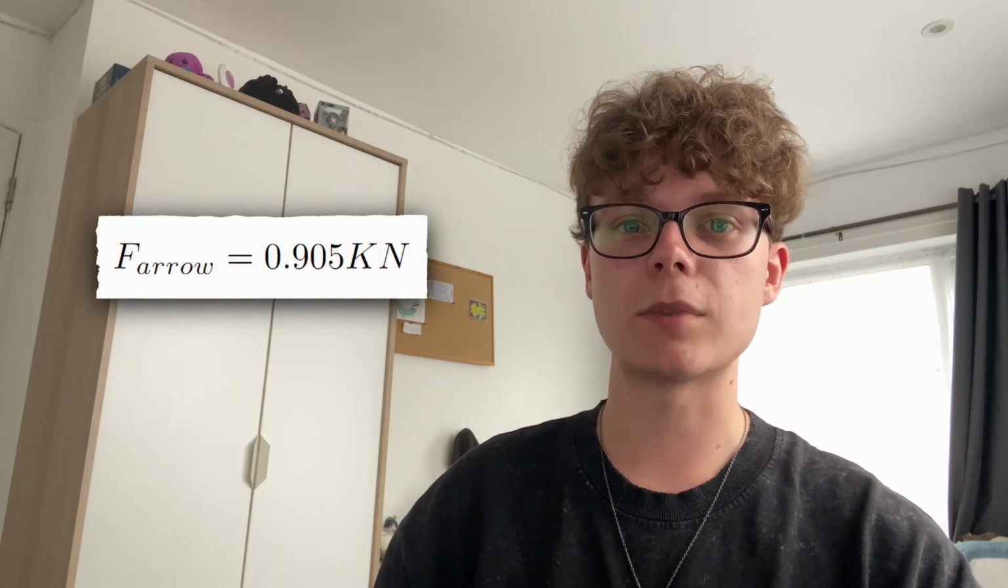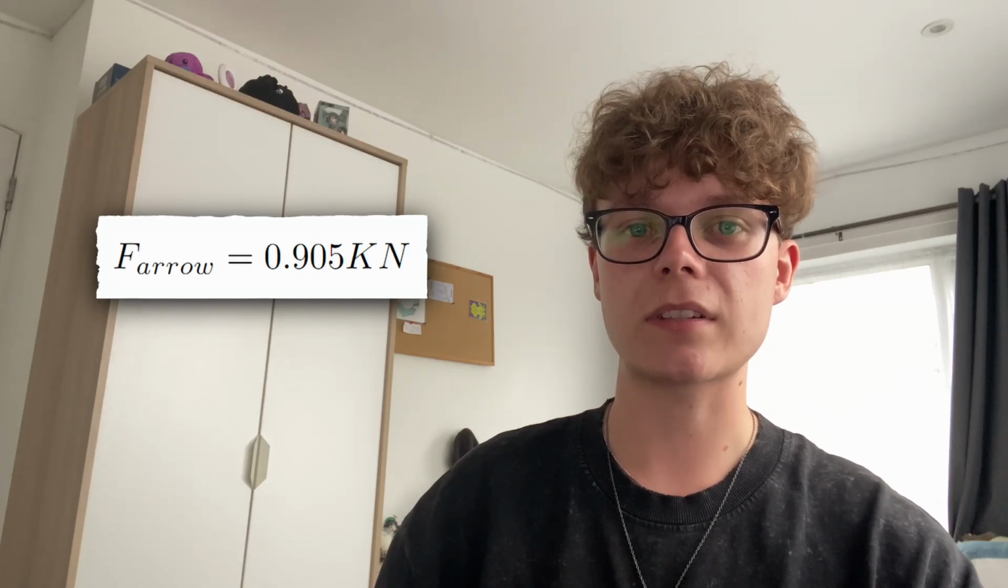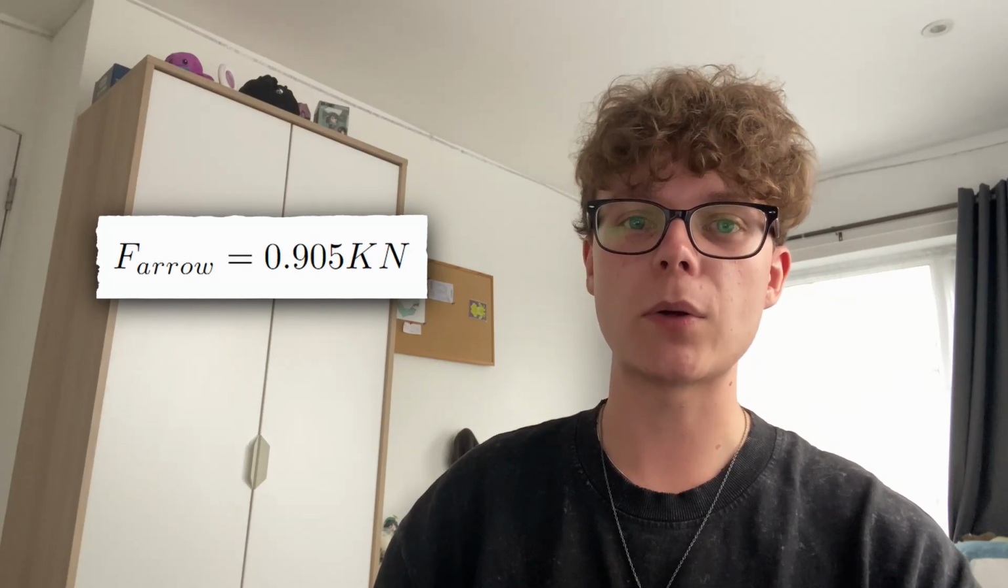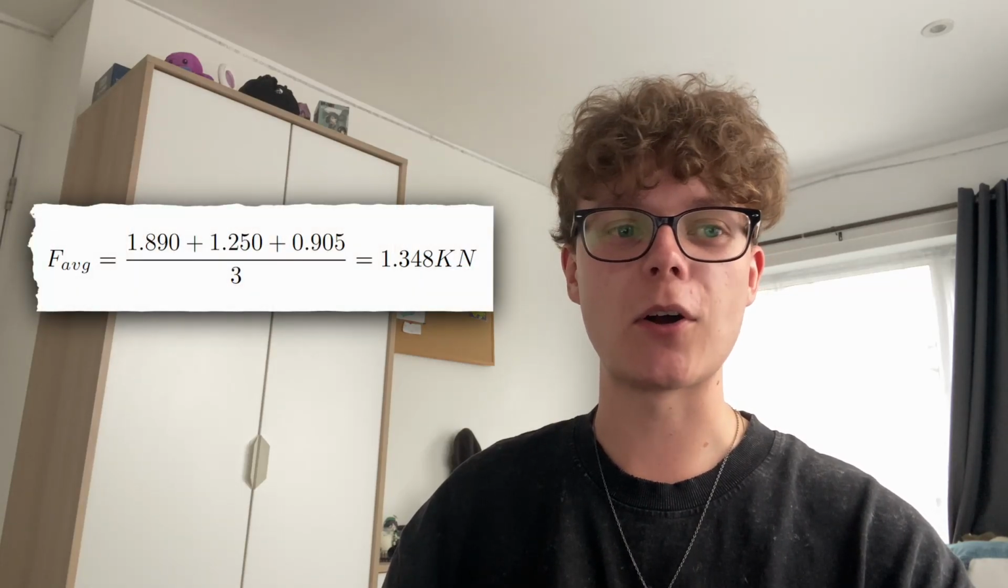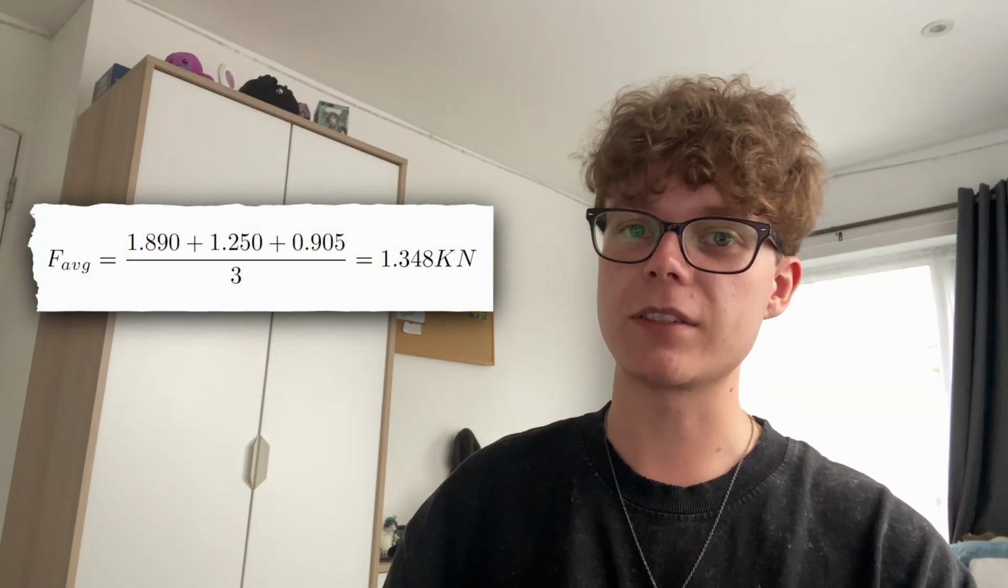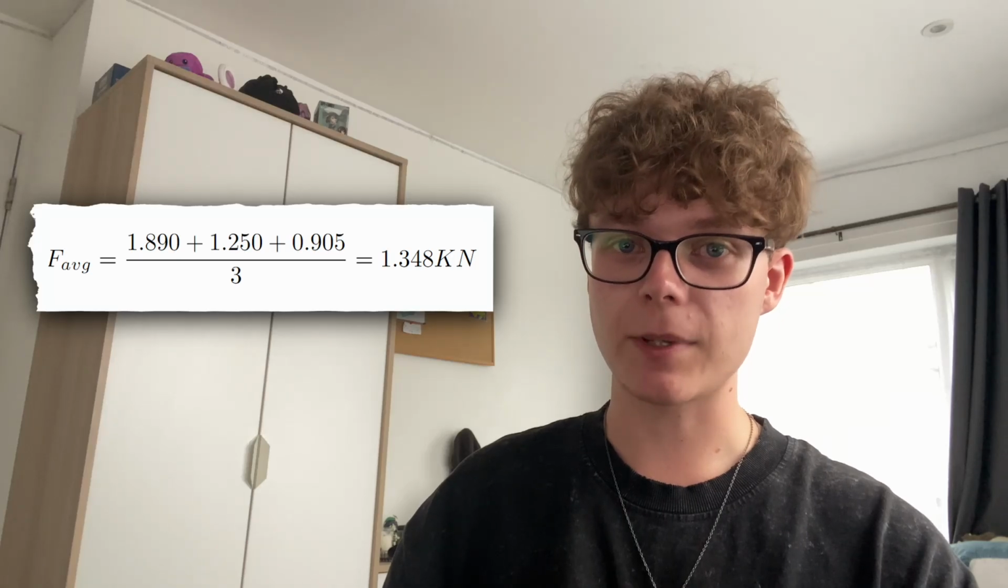Rescaling this using the expected value of the longbow, which is 1d8 plus 1, we obtain our final estimate of 0.9 kilonewtons of force, which in the case of the longbow is equivalent to 1 point of damage. Now that we have 3 estimates, we can take an average across them to hopefully get something a little bit more accurate, and doing so gives us an estimate of 1.35 kilonewtons of force for 1 point of damage.